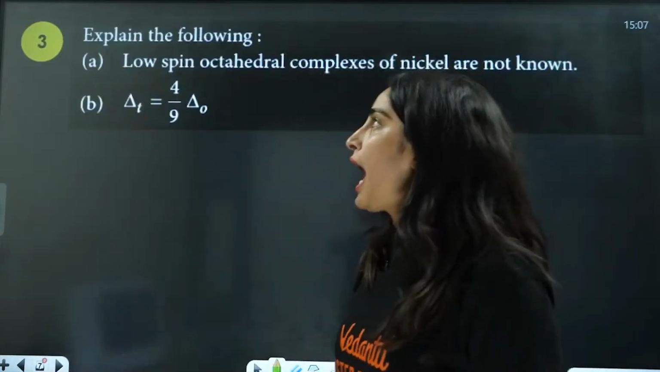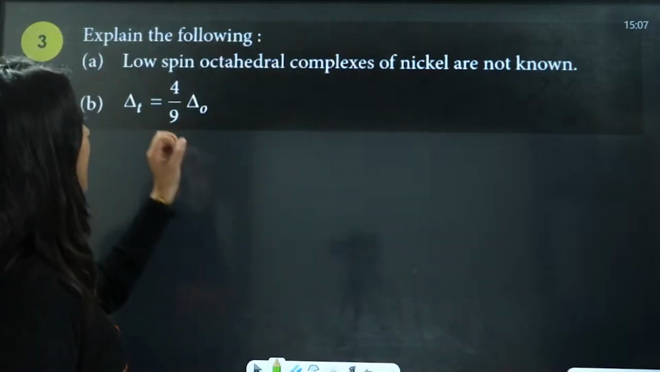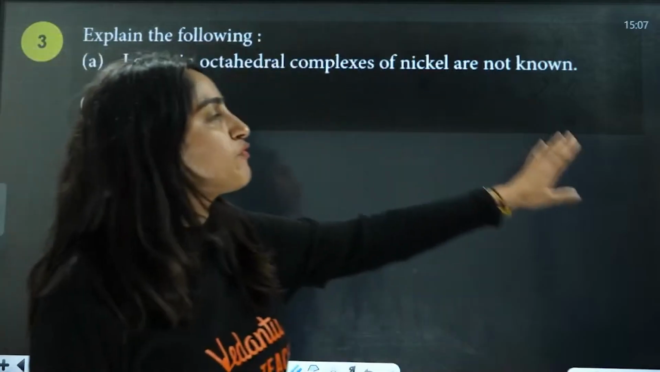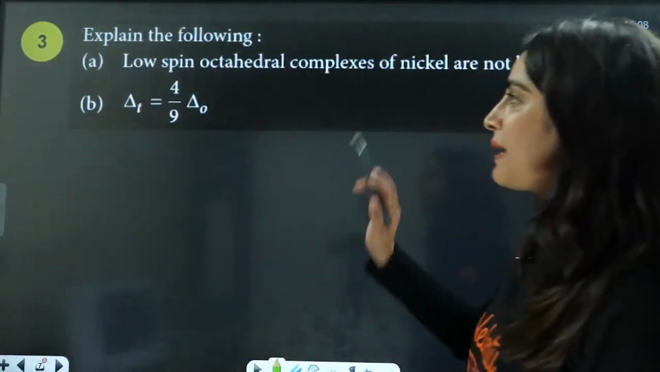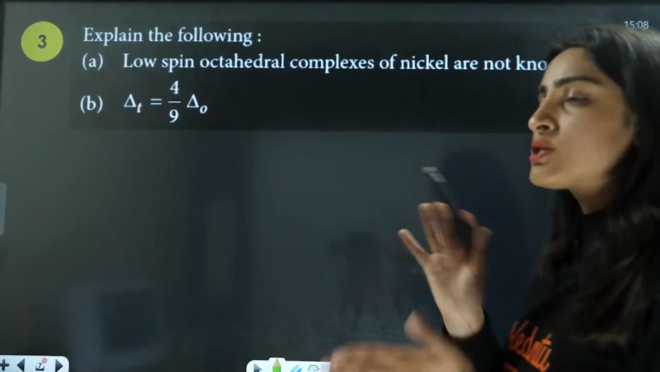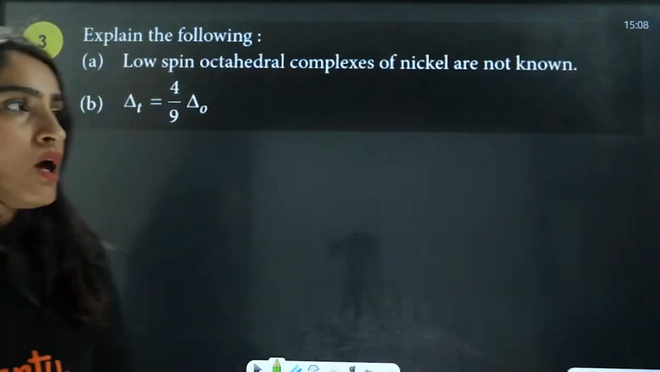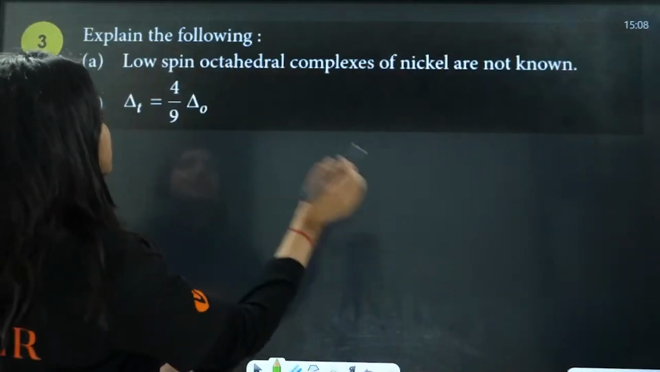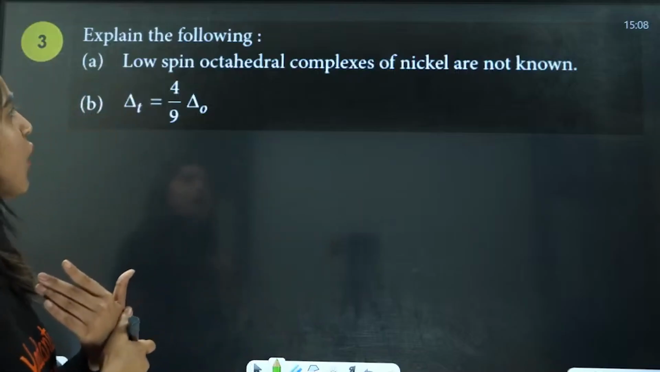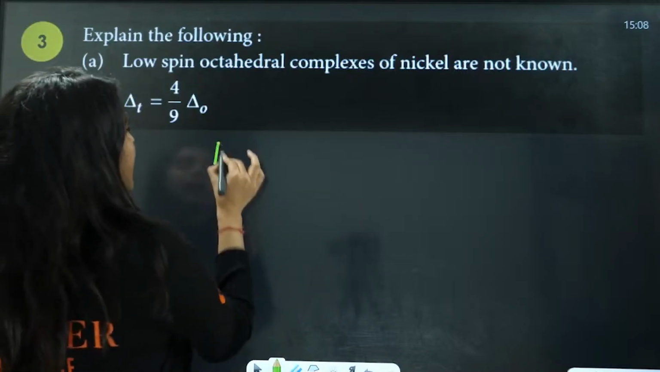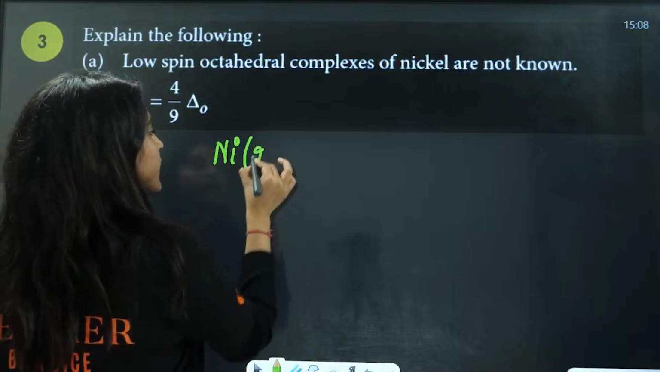Next, explain the following. Low spin octahedral complexes of nickel are not known. Why are low spin octahedral complexes of nickel not known? This is a very simple question. But see this. Firstly, let us see low spin complexes of nickel. Nickel is usually in Ni. Nickel is 28.